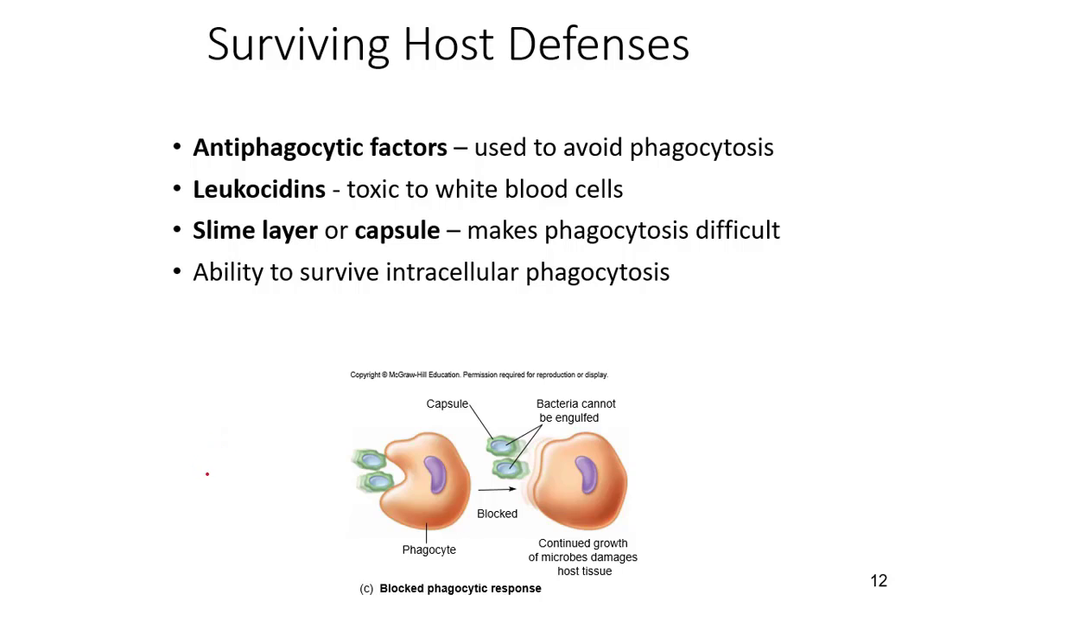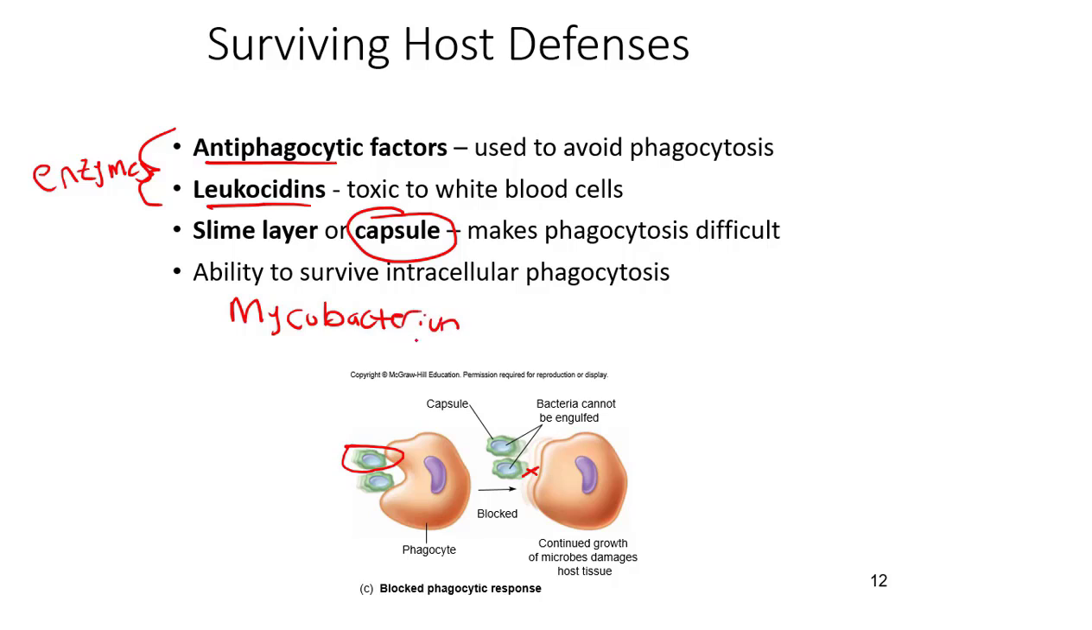And there are a lot of ways that microbes will hide out from the immune system. Some microbes secrete enzymes to kill the immune cells. Some microbes use a capsule, so they'll surround their cell with the capsule, and this makes it really difficult for the phagocytes to engulf the cell. Some bacteria, such as Mycobacterium tuberculosis, will grow inside of phagocytes. They'll survive in them and even grow in them. So that's another way they can hide out from being destroyed.